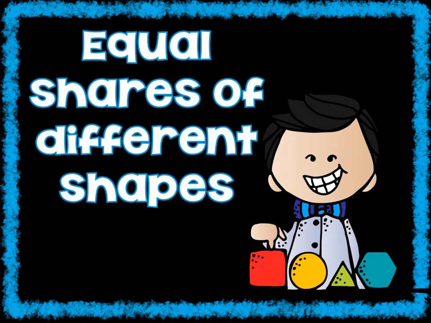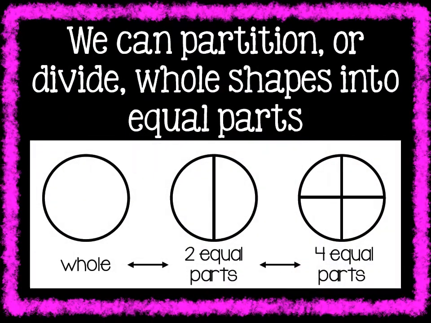Equal shares of different shapes. We can partition or divide whole shapes into equal parts. Any shapes. So take a look at these circles. We have 3 circles here. This first one is a whole. That means it's not partitioned into anything. It's one whole piece or a whole circle.